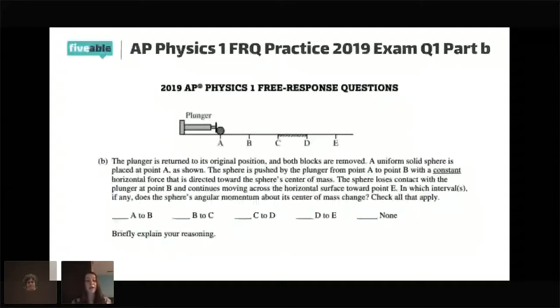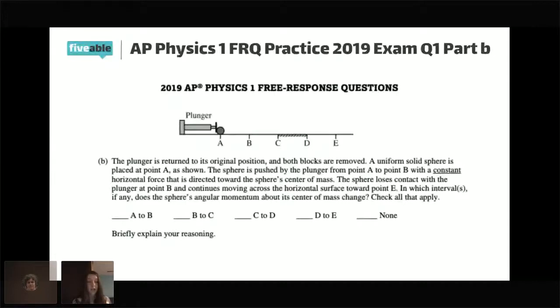So for part B, now the plunger is returned to its original position and our blocks are both removed. So we have a uniform solid sphere that's placed at point A as shown, and the sphere is going to be pushed by the plunger from point A to point B, going through the same thing. So, in which intervals, if any, does the sphere's angular momentum about its center of mass change? Check all that apply.